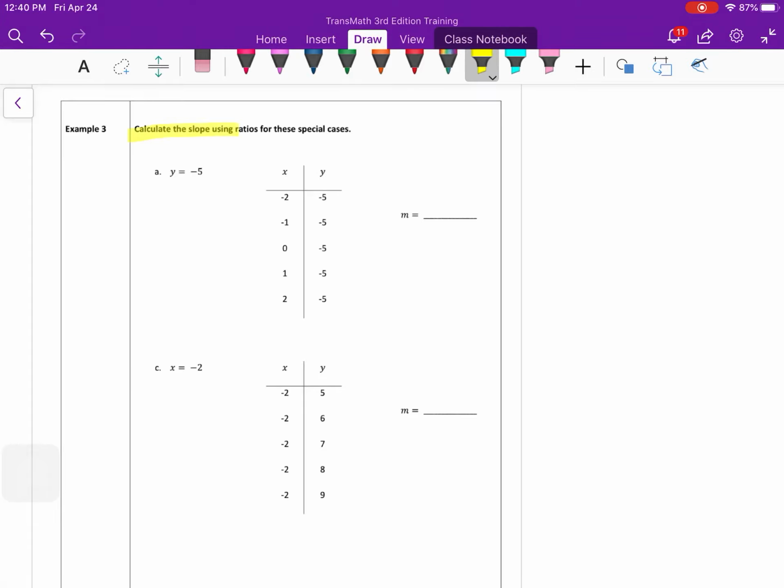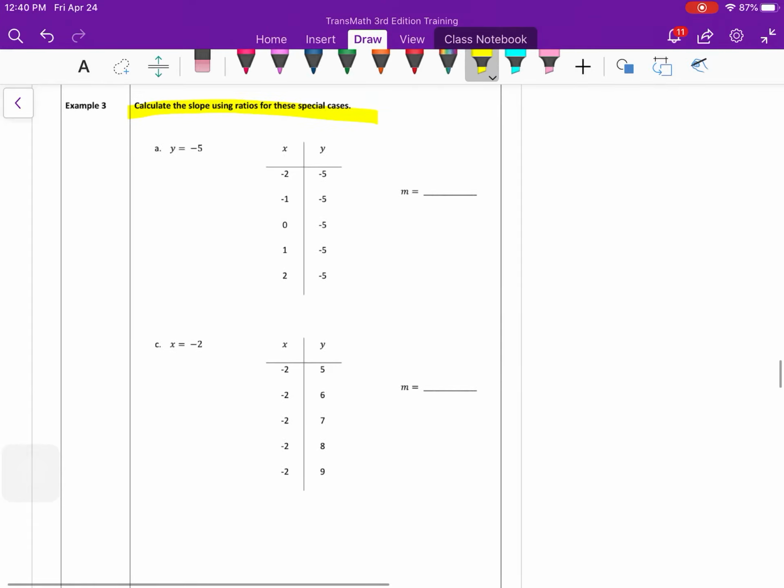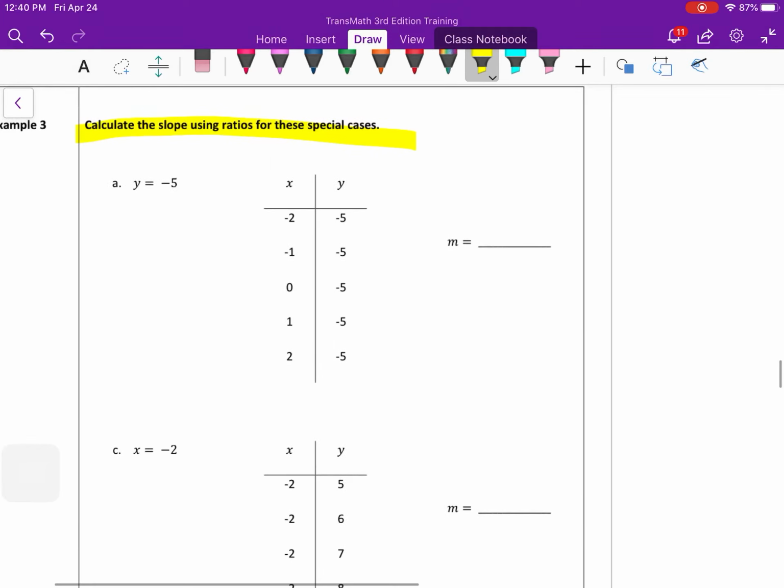Okay, these are special cases. Last couple examples here. y equals negative 5, remember? And x equals negative 2. These are the two special ones. The first one doesn't have an x in the equation, and the second one doesn't have a y in the equation. So let's look at what that looks like.